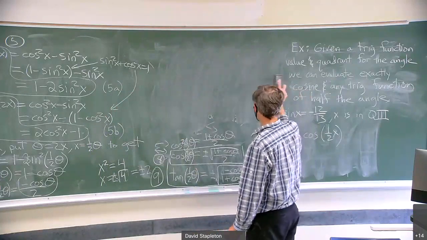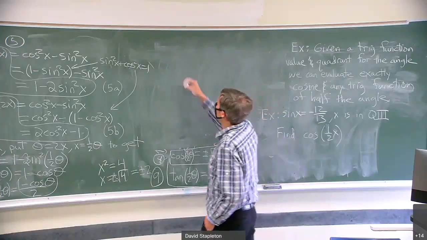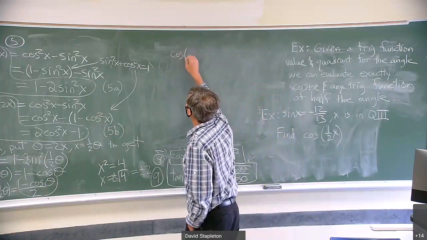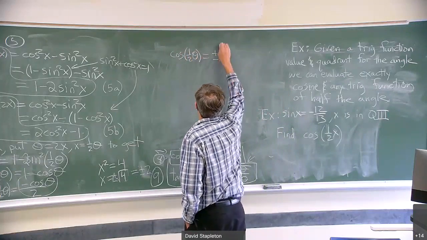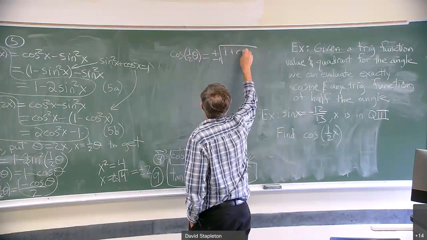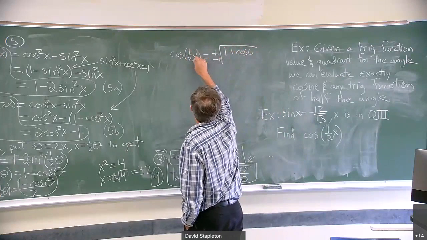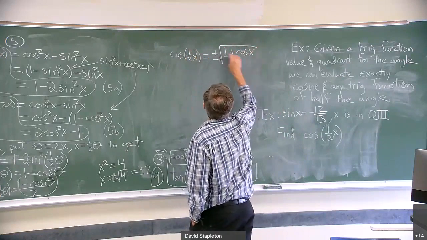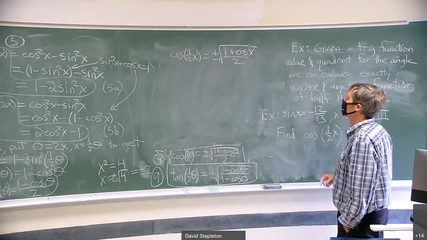Well, I like that about these. They aren't so hard to remember. Here's what you do. If you're asked for cosine of 1/2 x, immediately write down the half angle identity. It's plus or minus the square root of (1 plus cosine x) over 2. So there's the cosine of 1/2 x.